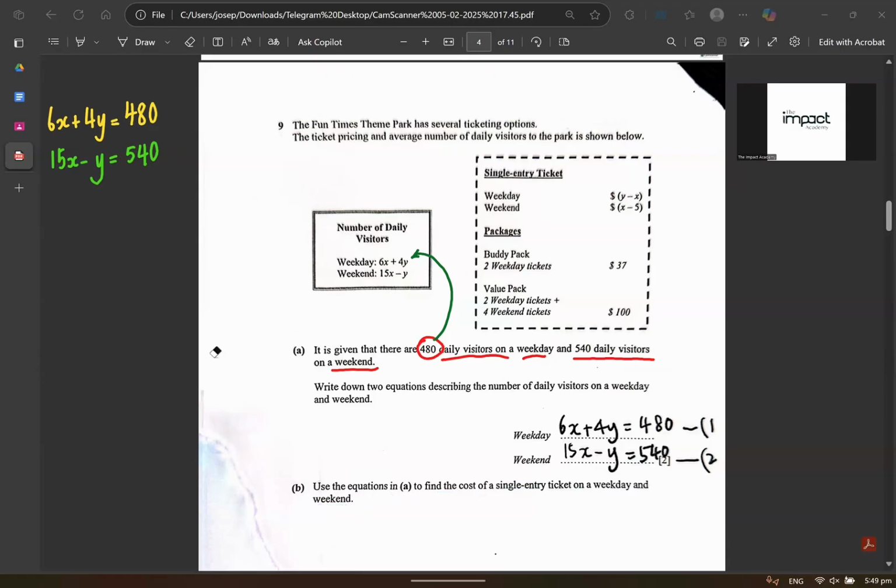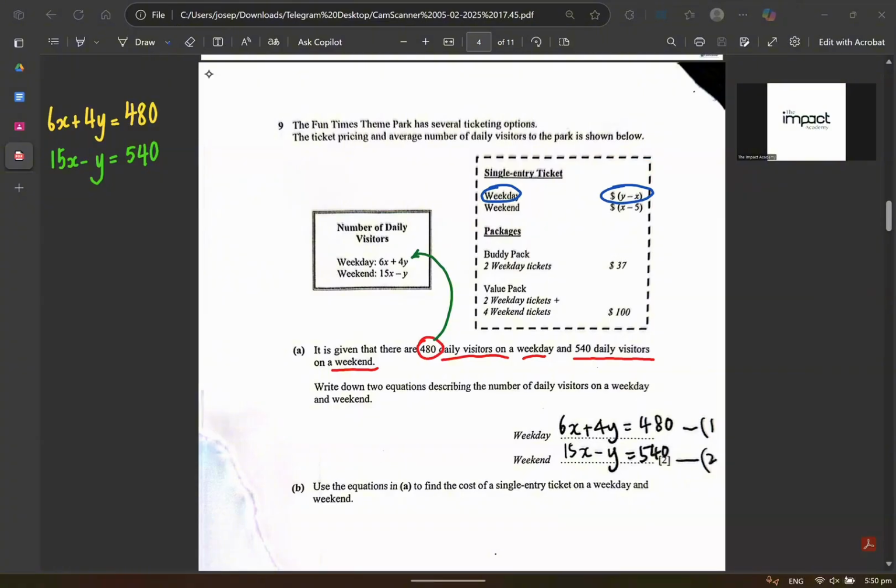You get what I'm trying to say? So what do you think is the cost of a ticket on a weekday? Can you see it's y minus x? So you don't know what's y, right? You don't have the value of y. You get what I'm trying to say? You also don't have the value of x. Am I making sense? So your job is to really use what we call elimination.